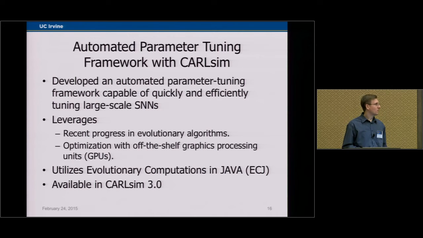So what we're doing is leveraging evolutionary algorithms and our GPU calculations. And we're using a program called Evolutionary Computations in Java, called ECJ. And this is in collaboration with George Mason University. So they're helping us build this kind of interface. So what we really have here, and this is all available in 3.0.